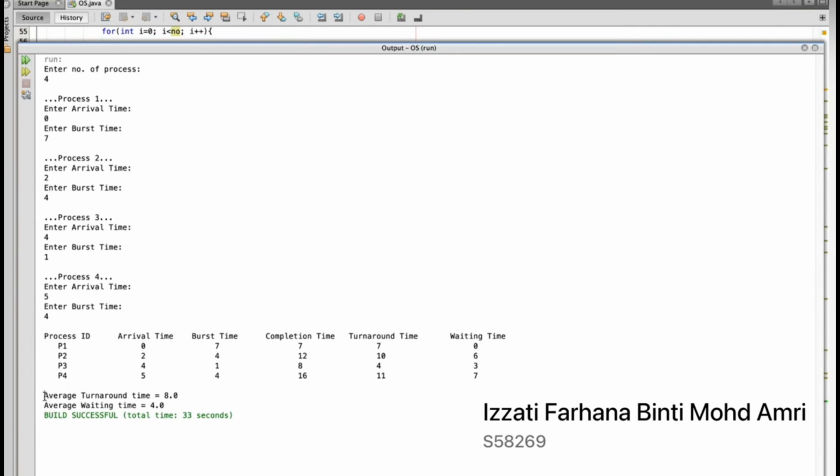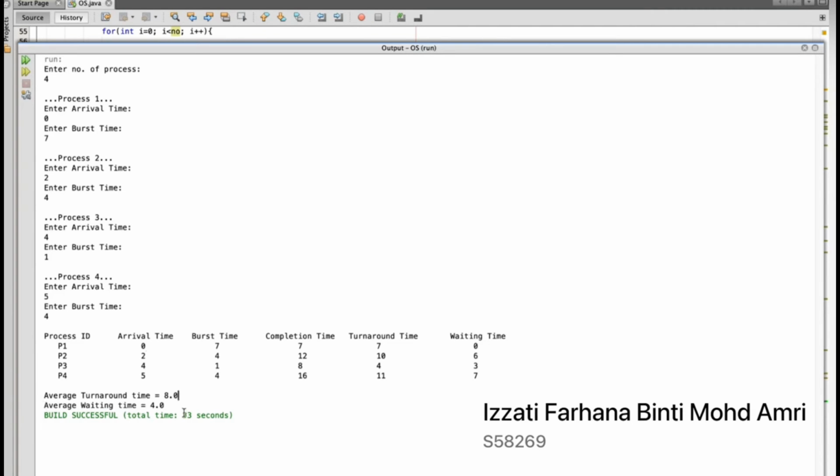Next, how do we find average turnaround time? We can find it by adding all the turnaround times and dividing by the number of processes. In this case, we add 7 plus 10 plus 4 plus 11 and divide by 4 because there are 4 processes. The total turnaround time is 32, divided by 4, we get 8.